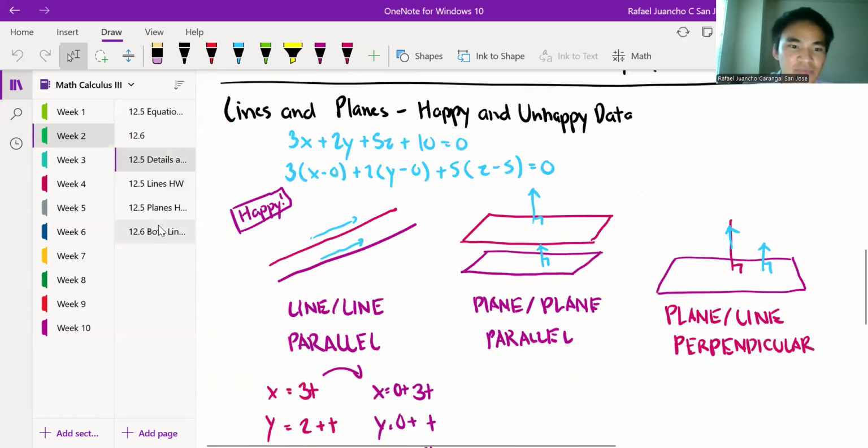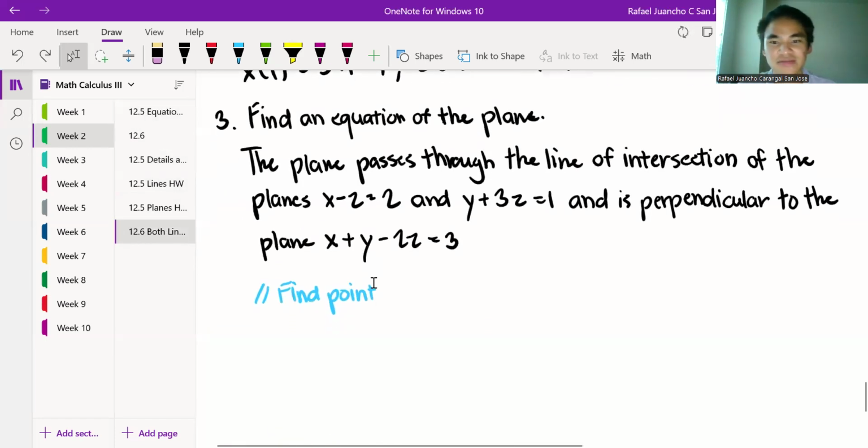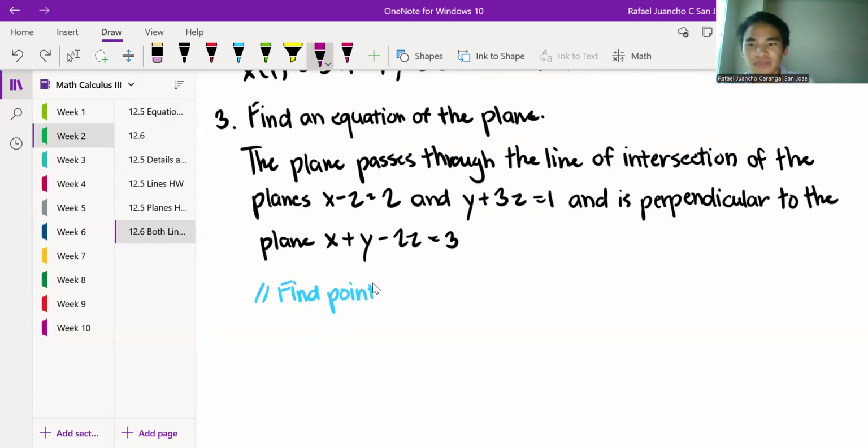Let's say, if we're given the two planes here, we get a point by just plugging in numbers here. It could be any point, to be honest. Let's try it. I want to see how this works. If not, then I give up.